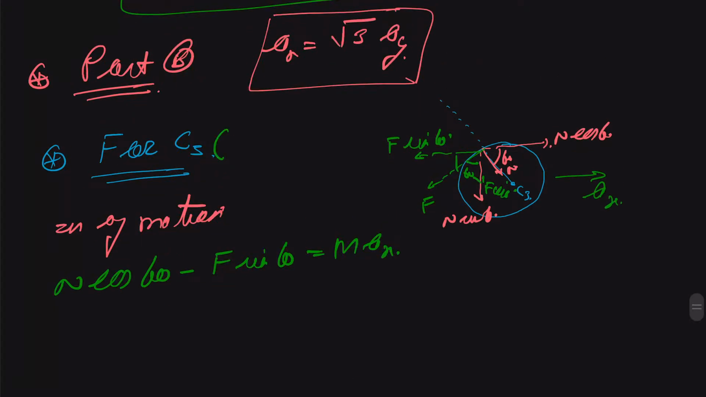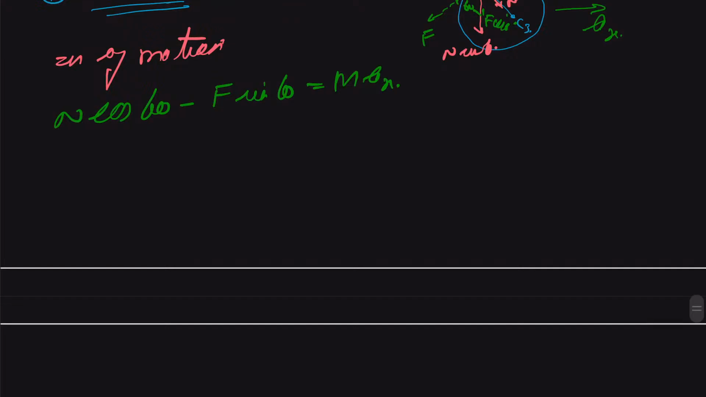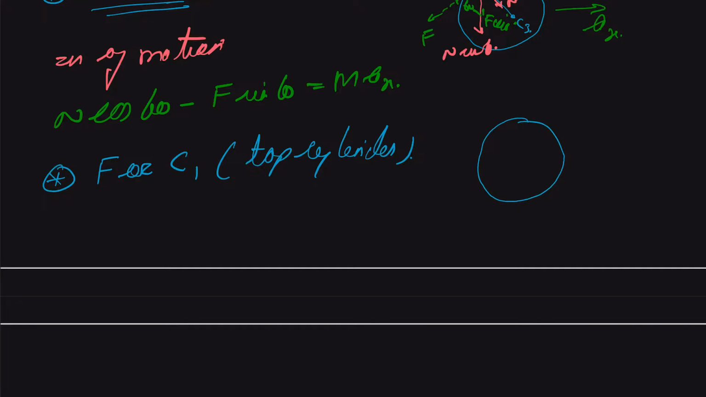Now we come to cylinder C1, that is our top cylinder. So you can say for C1, that is our top cylinder, and we have this as our C1, and there will be a normal force, that is a contact force, and the frictional force will be obviously in the opposite direction.